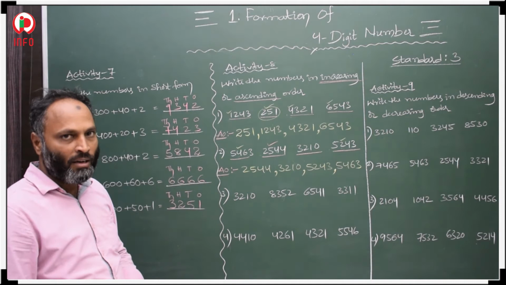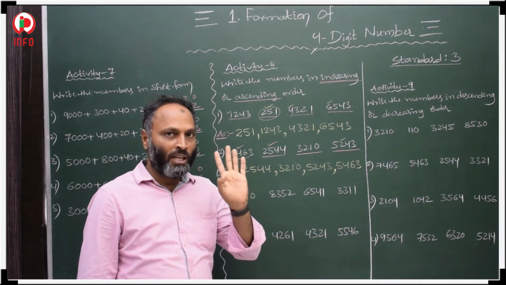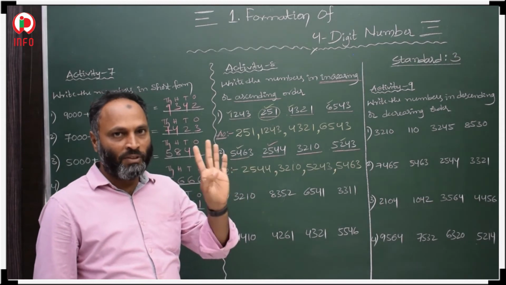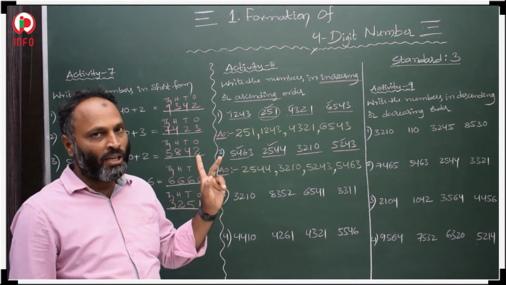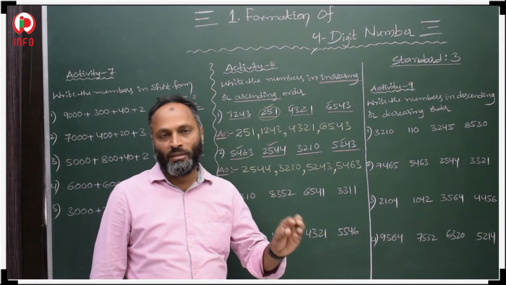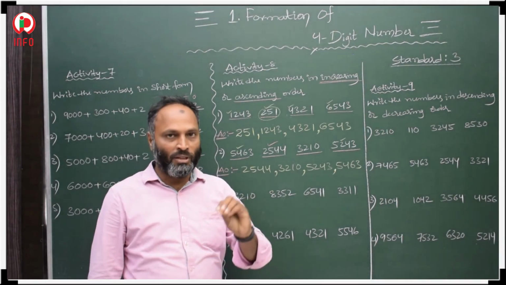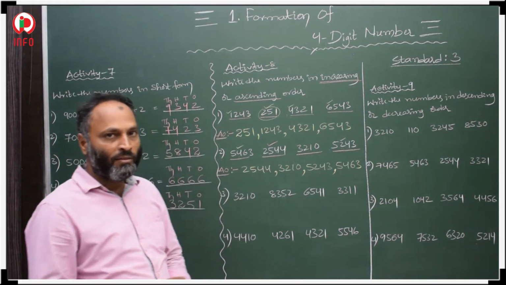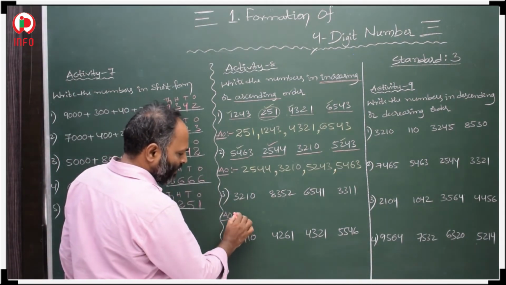Ascending order. When given all are 4-digit numbers, first we go for thousands place. In thousands place, whichever is smaller, that one is smaller. In case any 2 numbers have the same thousands place, then again we go for the next place, that is hundreds place. In hundreds place, whatever the number is smaller, that is the smaller. In that way we have to decide which one is smaller and which one is bigger.